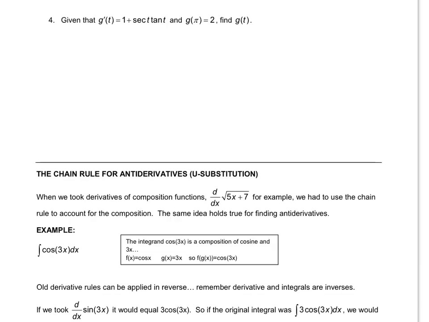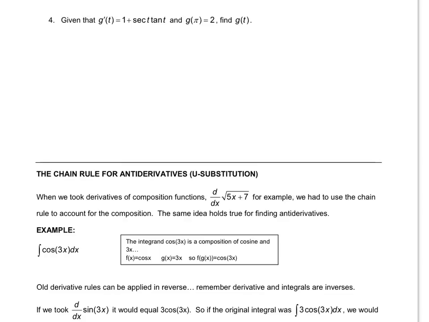All right, well, congratulations. You've made it to the last page of the notes, so I'm going to try to speed through this, but also be very clear about it. Number 4 says, given that g prime of t equals 1 plus secant t tangent of t, and we know that g of pi equals 2, we are being asked to find the original g of t function. So we're told the derivative of g. We want to find what g is. So that means we're going to utilize an antiderivative.